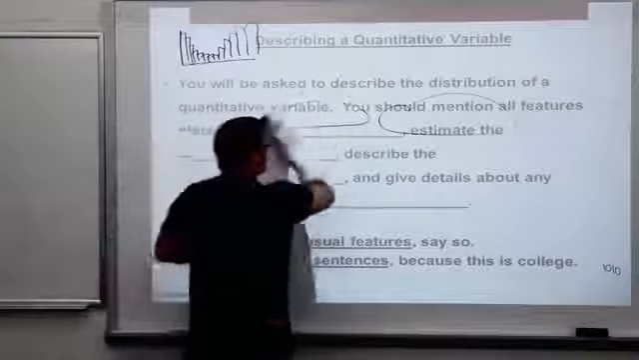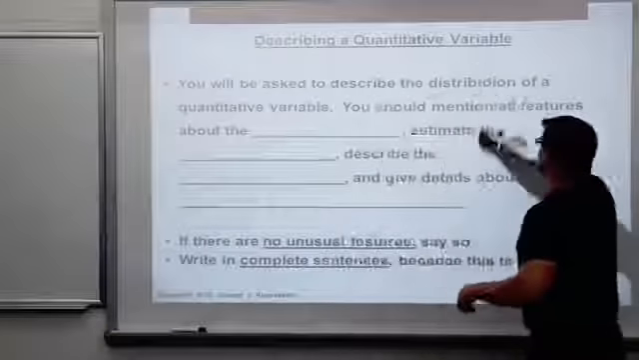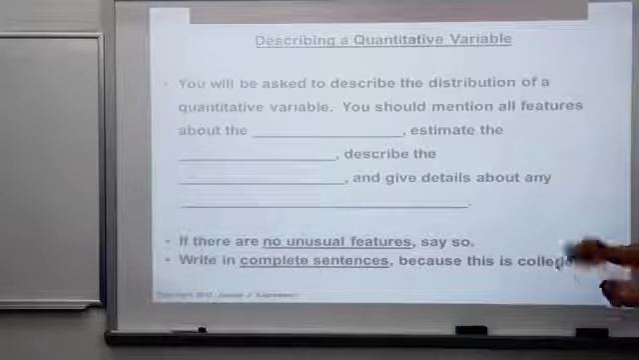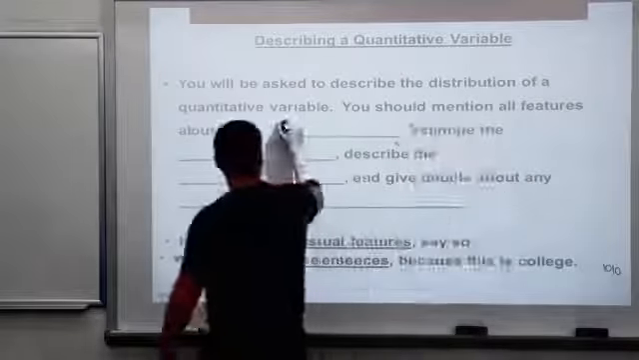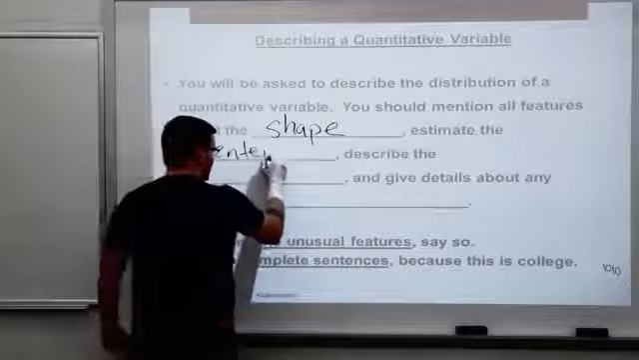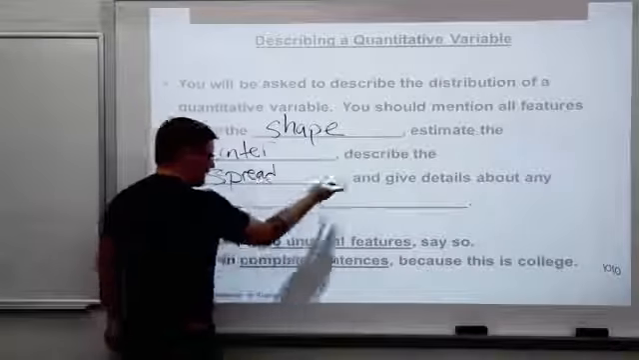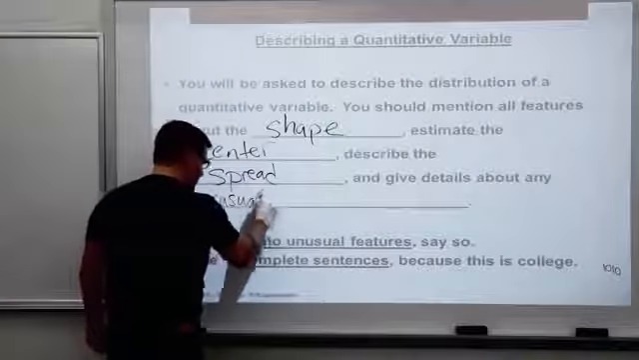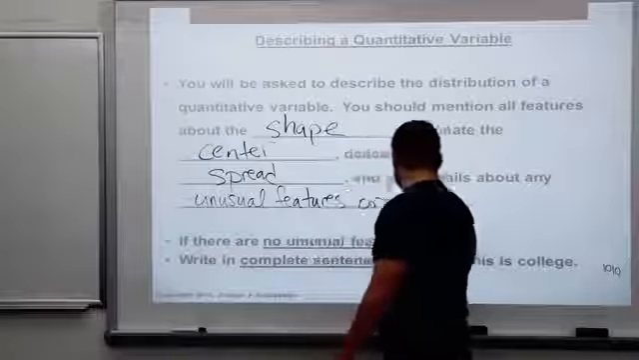To wrap up this lesson, you'll be asked to describe a quantitative variable. You have to write in complete sentences, you have to make it sound good, and you have to hit the main points. What are the main points? You've got to mention all the features about shape. You've got to estimate the center. You've got to describe the spread. And you've got to give details about any unusual features or outliers.